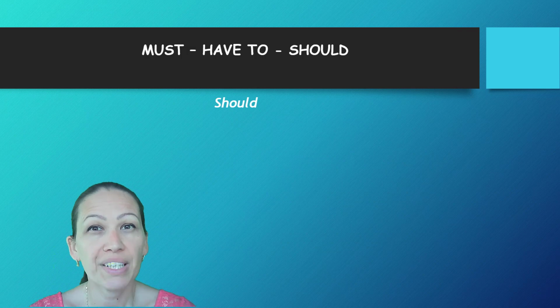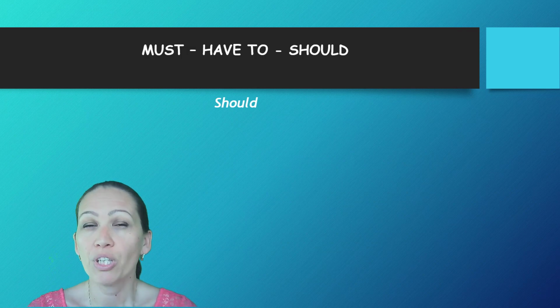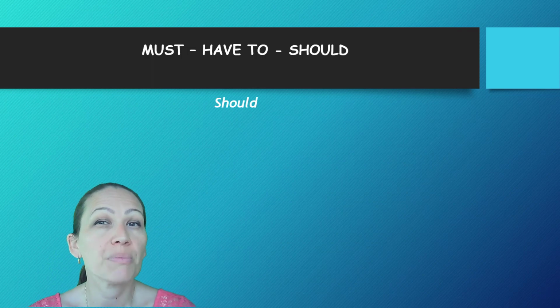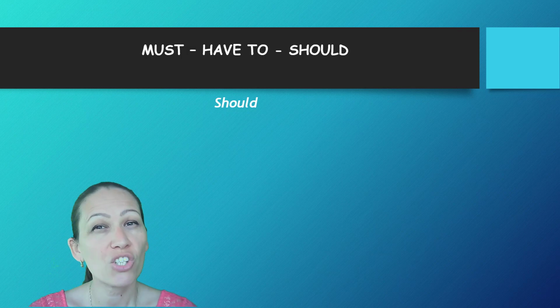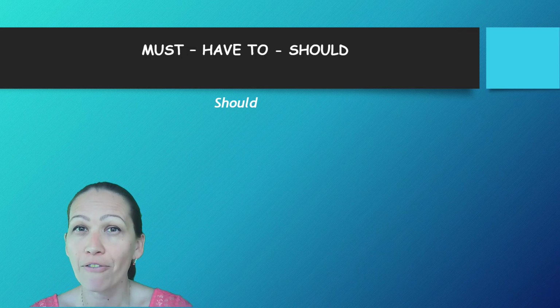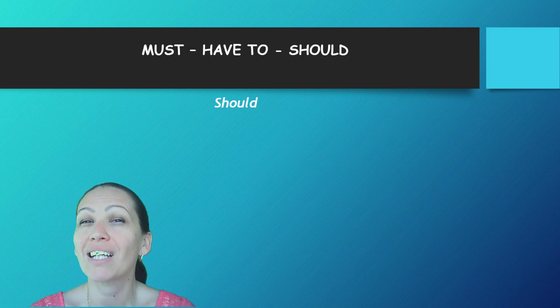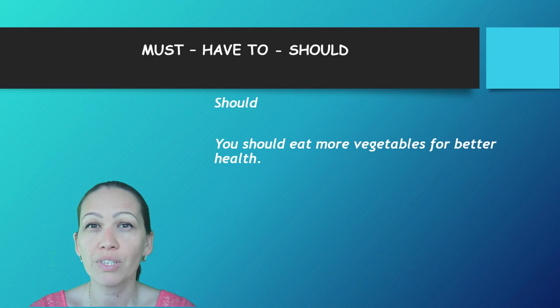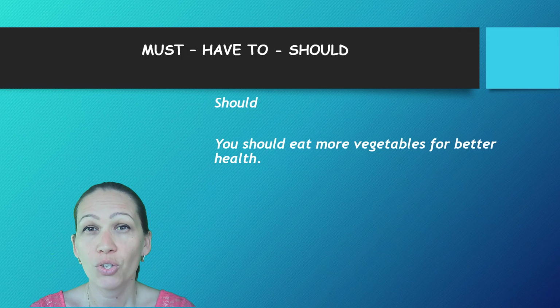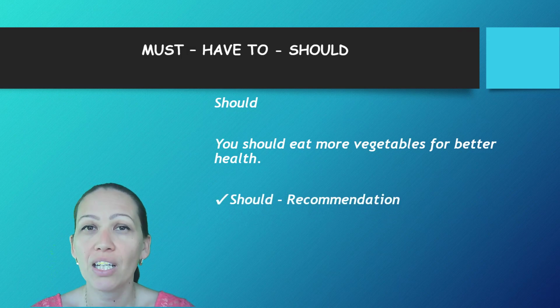And the last verb is should. We use should to express recommendations or advice. The verb should is not as strong as must or have to, but it suggests a good idea or the right thing to do. For instance, you should eat more vegetables for better health. So here we're talking about recommendations.